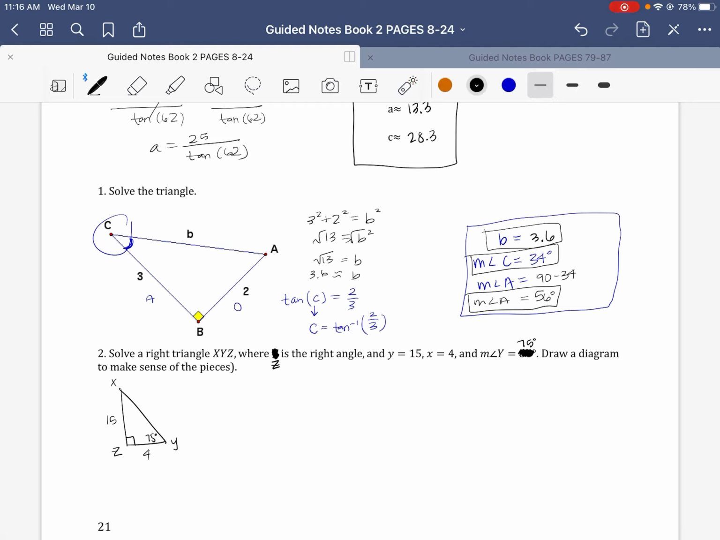Okay, once we have that, we're going to identify what we need to find. So it looks like we don't know the measure of angle X.